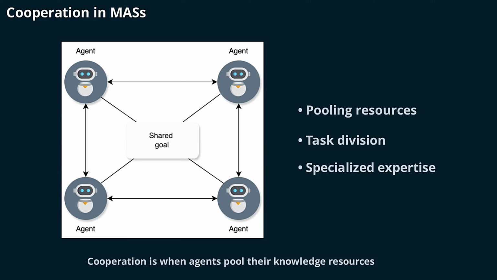Cooperation is when agents pool their knowledge, resources, and efforts to achieve a shared objective. For example, in disaster rescue operations, multiple drones and robots cooperate to locate and rescue victims. By dividing tasks and leveraging specialized expertise, agents can solve problems more efficiently than working alone.